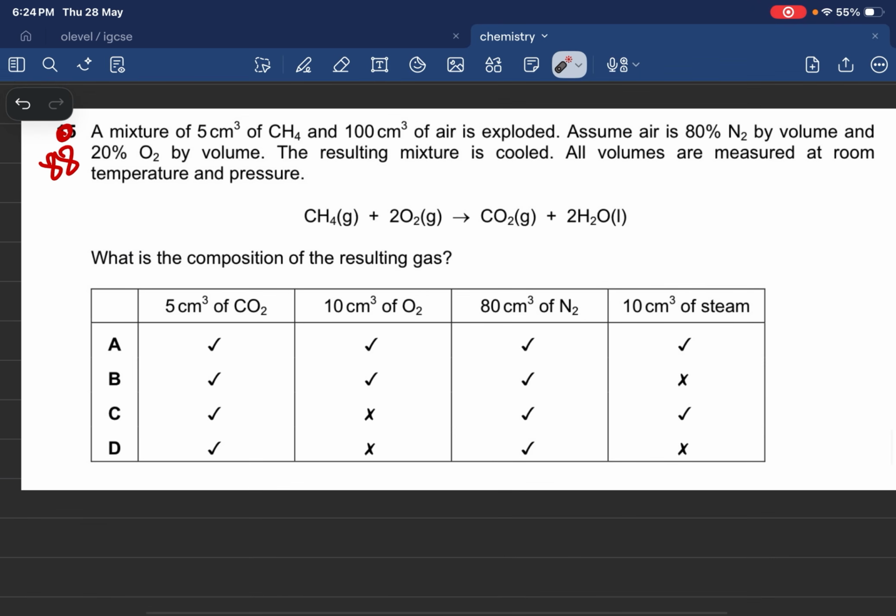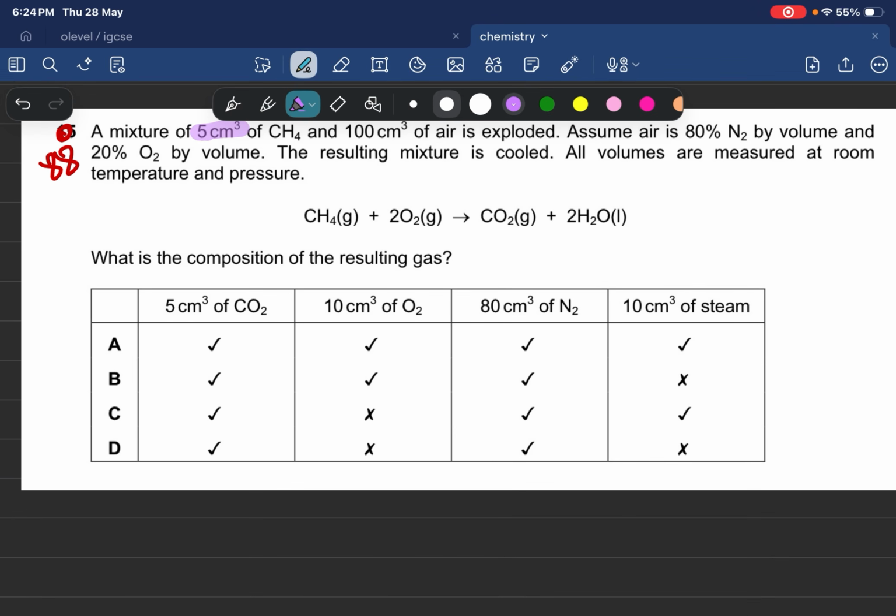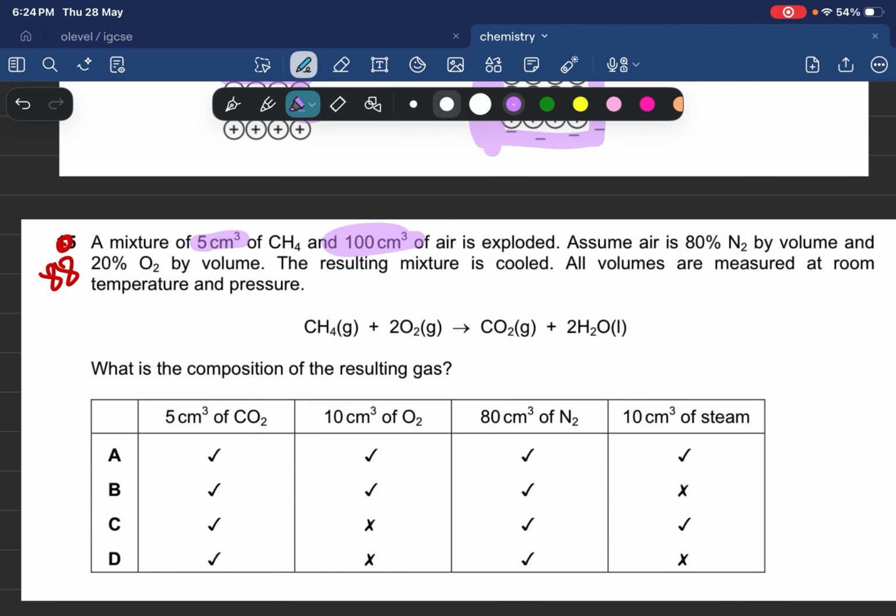A mixture of 5 cm³ of CH4 and 100 cm³ of air is exploded. Assume that air is 80% N2 by volume and 20% O2 by volume. The resulting mixture is cooled. All volumes are measured at room temperature and pressure. What is the composition of the resulting gas?